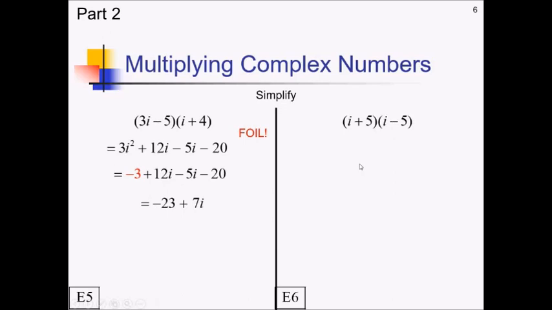All right, pause the video and give the next one a shot. Now, on this one, you can take a little bit of a shortcut. You might recognize that these are conjugates. We have the same terms, but with opposite signs. So we can use the a squared minus b squared shortcut on this one.